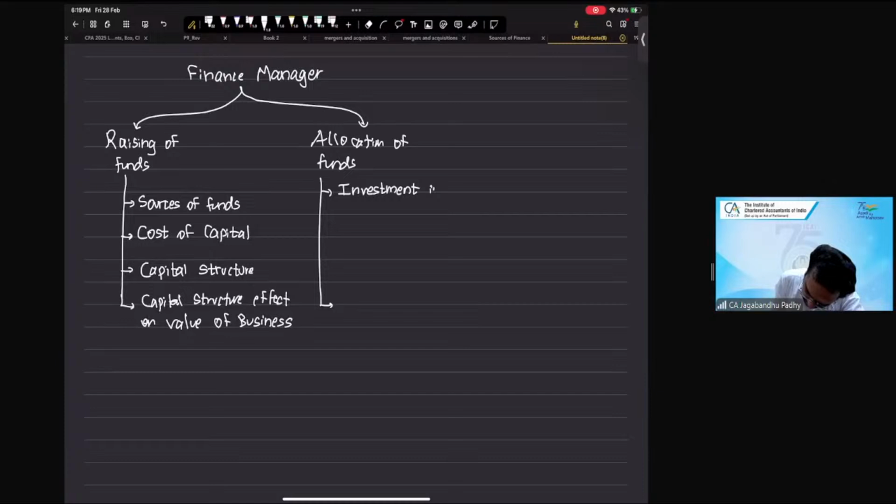So investment in fixed assets, right? In allocation of funds, the first idea is investment in the fixed assets. It means understanding whether we should buy or invest in a particular asset or not. So one thing you can do is invest into the fixed assets, and this is basically making investment decisions.